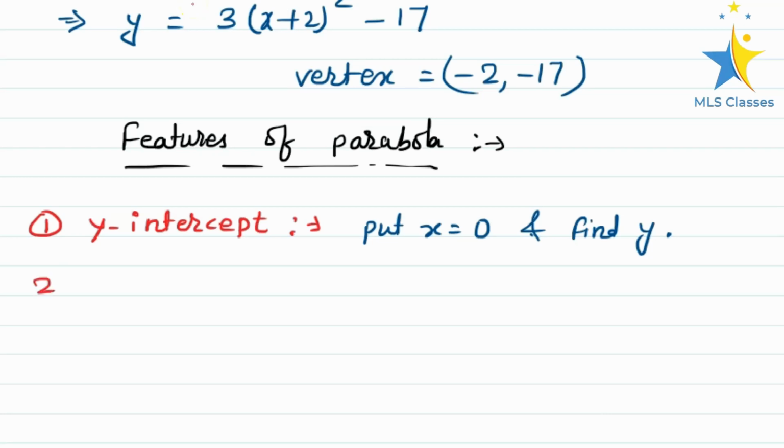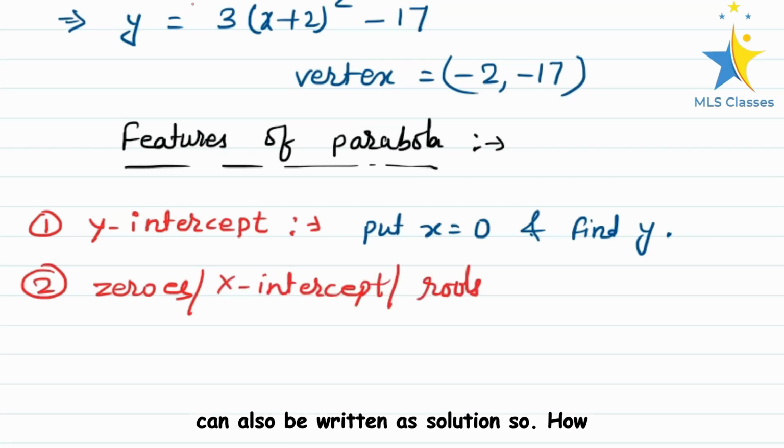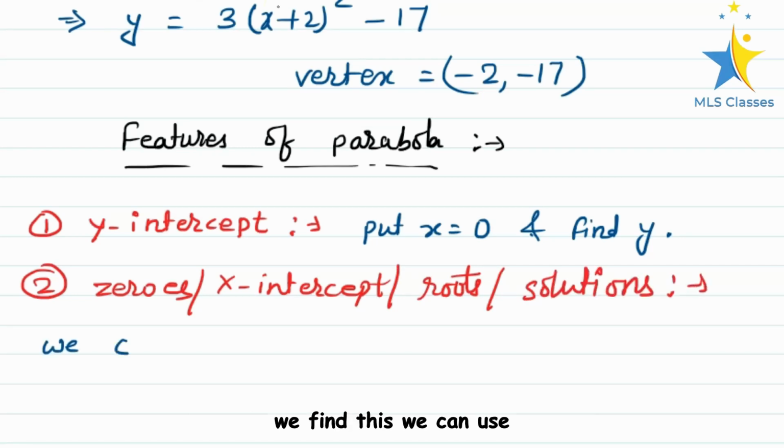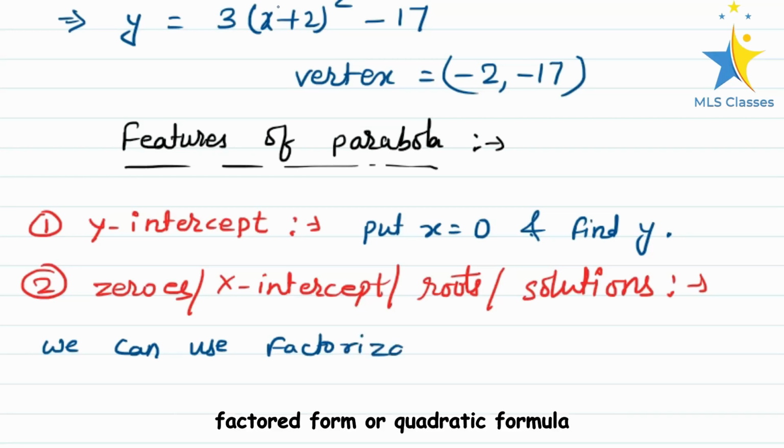Now second is zeros or x-intercepts. They are also known as roots, or somewhere they can also be written as solutions. So how do we find these? We can use factorization, that means we convert into factored form, or the quadratic formula.